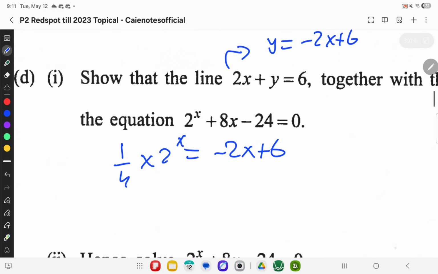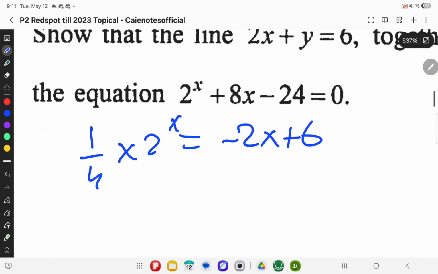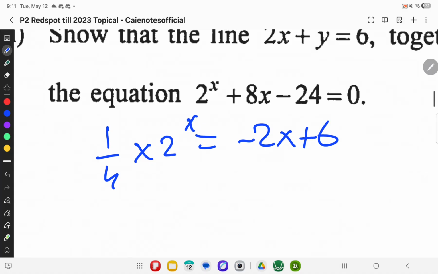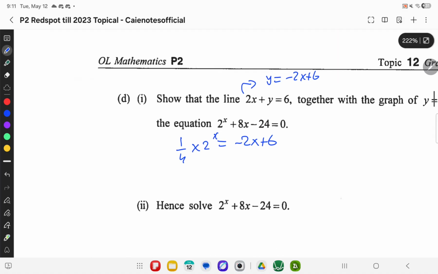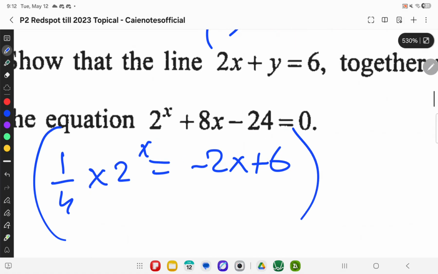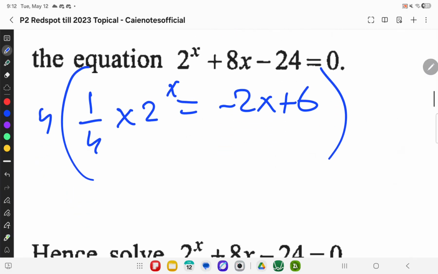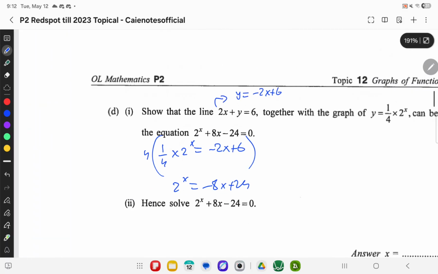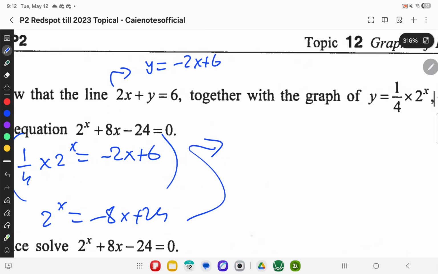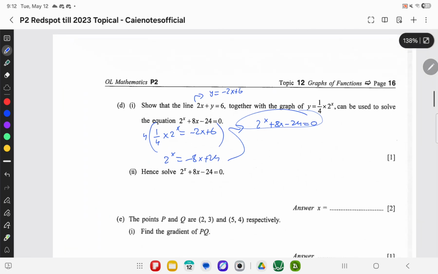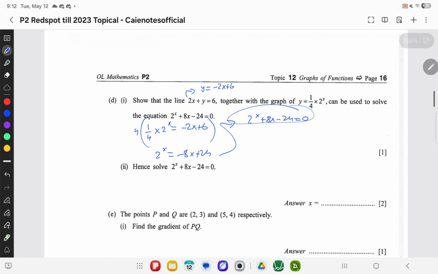We know that this must have a coefficient of 1, so we multiply 4 on both sides to quickly do this. Okay, so this is 2 to the x is equal to negative 8x plus 24, and we immediately, in one step, solve it. Very simple. Nice. Hence solve this equation.